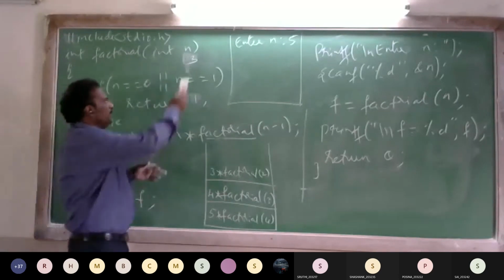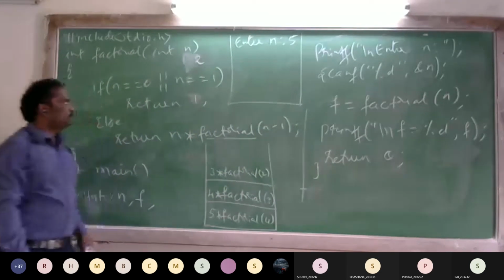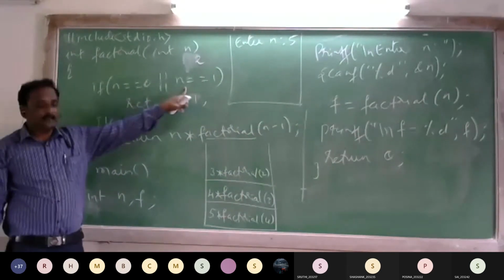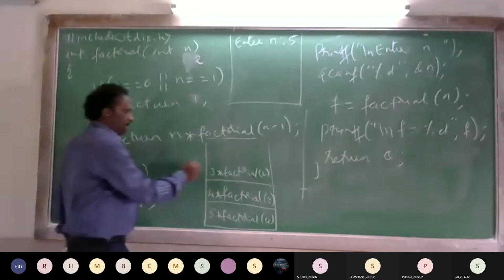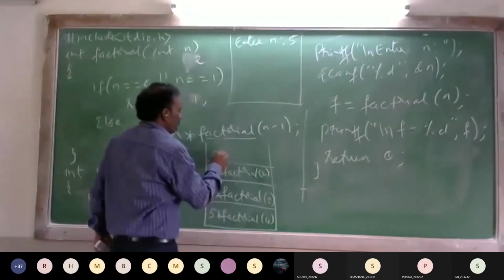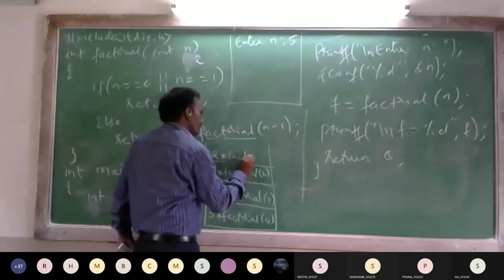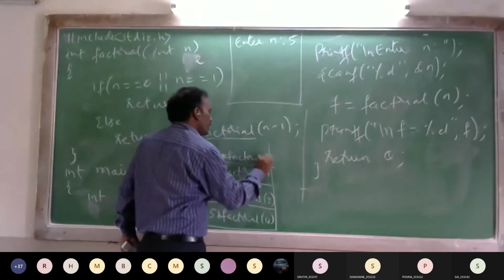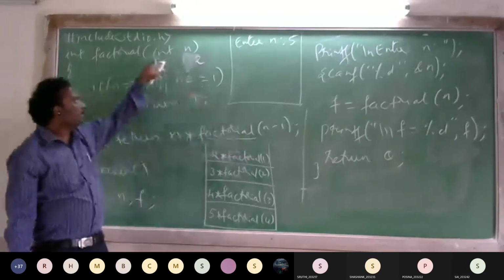Now what is the current value of n? Here we are passing 3 minus 1. 3 minus 1 is 2. Is n is 0 or n is 1? False, else false. Now return 2 into factorial of 2 minus 1, factorial of 1. Again the function is called.